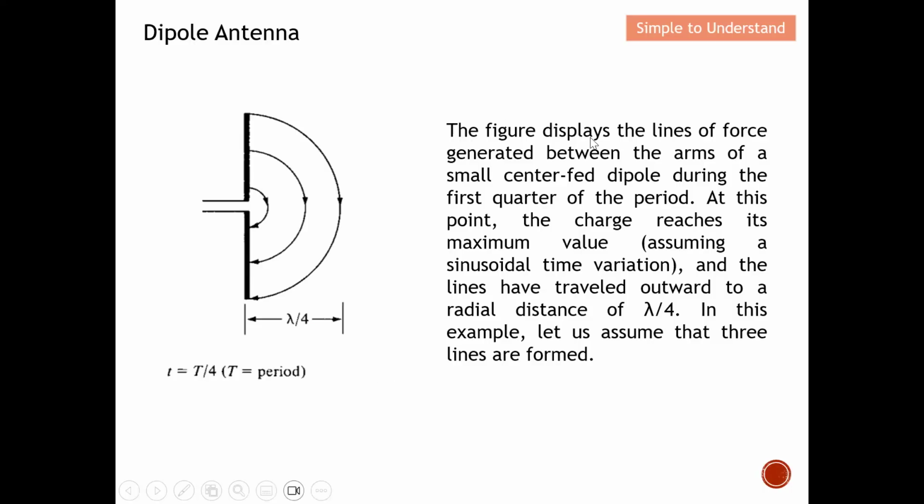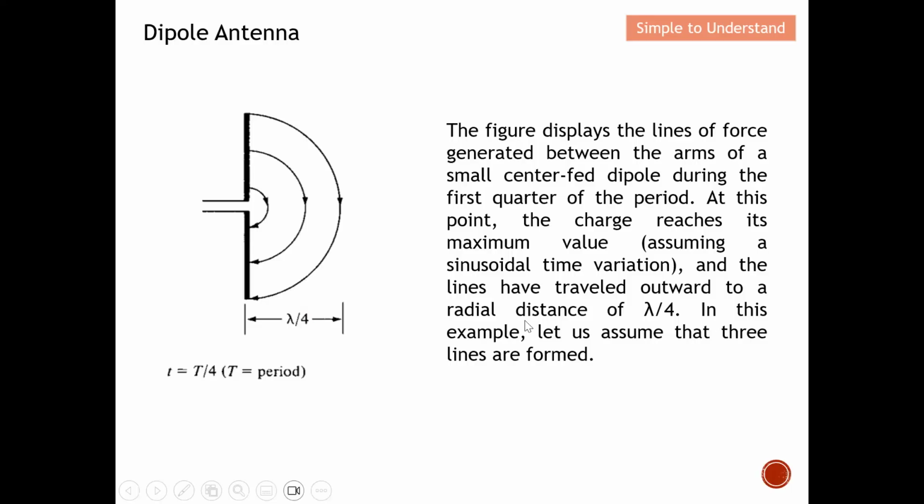The figure displays the lines of force generated between the arms of a small center-fed dipole during the first quarter of the period. At this point, the charge reached its maximum value. As I mentioned earlier, from 0 all the way to the maximum value, it's a sine time variation. And the lines have traveled upward to a radial distance of lambda over 4. So basically we have a quarter. You can imagine that they have traveled a distance of lambda over 4.